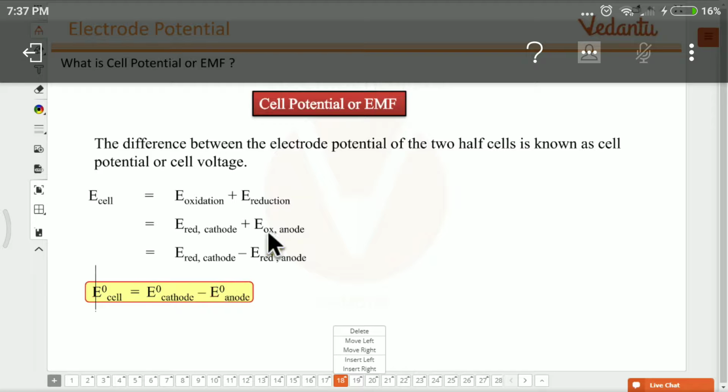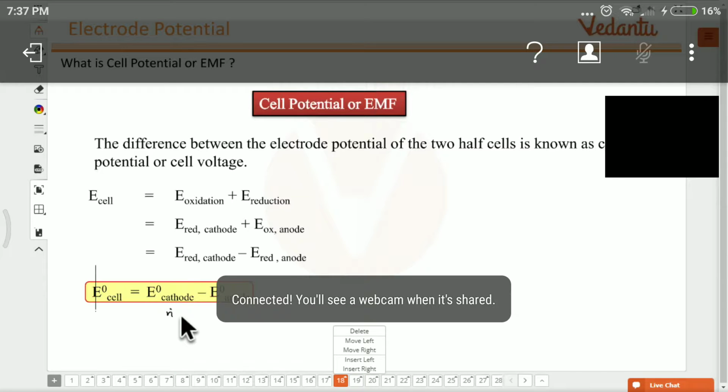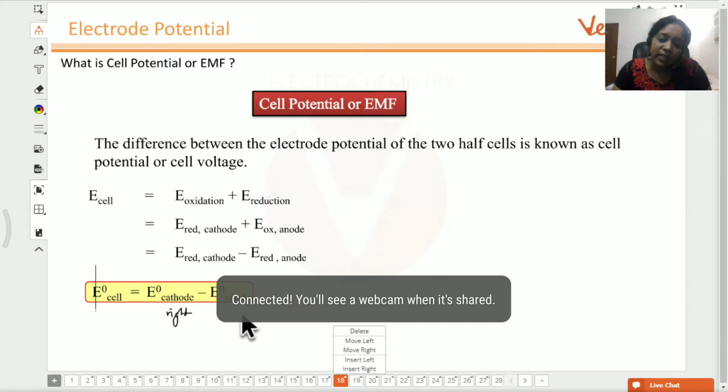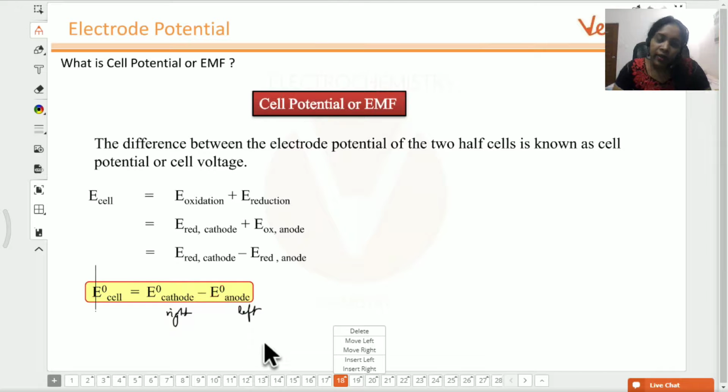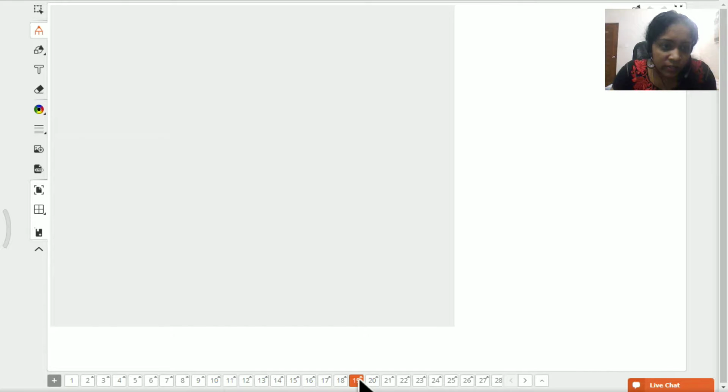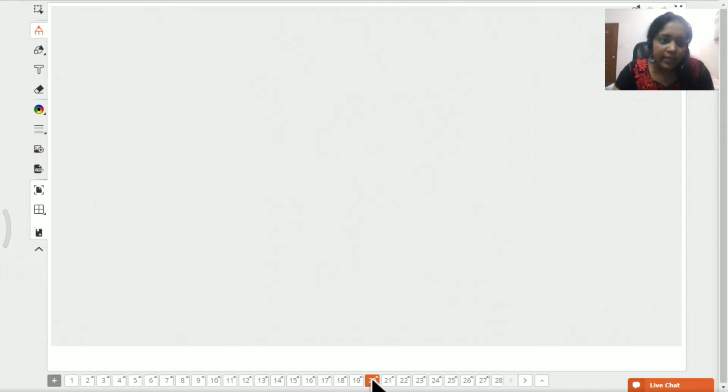So this is another formula. In some books, they will give it to you as E naught right, and they may say E naught left. So we know that based on the cell representation, the left side electrode is the anode and the right side electrode is the cathode. That's what we mean by right and left here. If you see right and left also, it's basically the same thing, but I would prefer that you use cathode and anode, because it's more technical, right? So we will look at questions on this a little later.